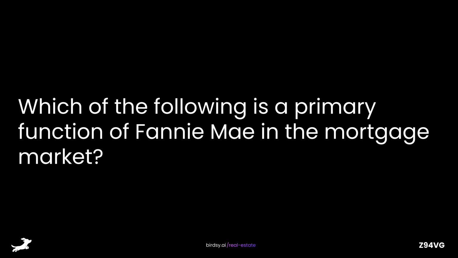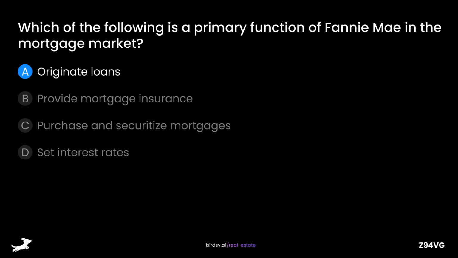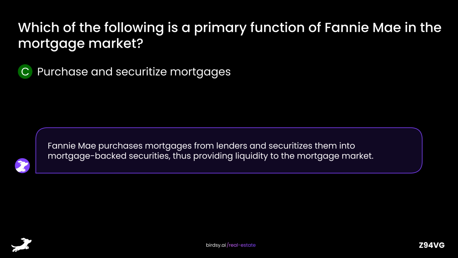Which of the following is a primary function of Fannie Mae in the mortgage market? Is it A, originate loans? B, provide mortgage insurance? C, purchase and securitize mortgages? Or D, set interest rates? The answer is C, purchase and securitize mortgages. Fannie Mae purchases mortgages from lenders and securitizes them into mortgage-backed securities, thus providing liquidity to the mortgage market.